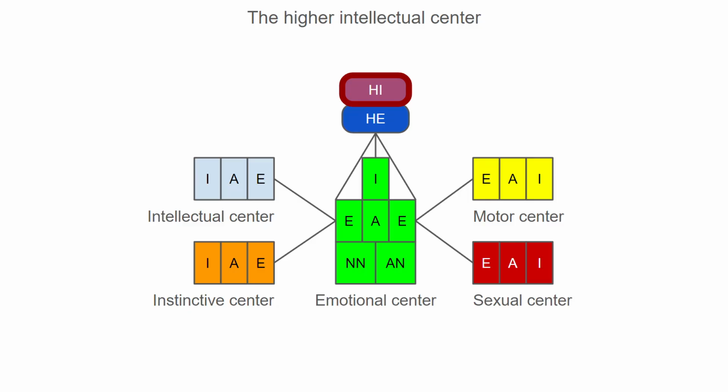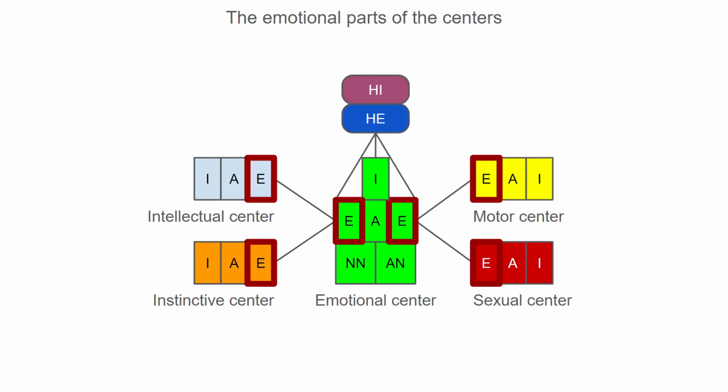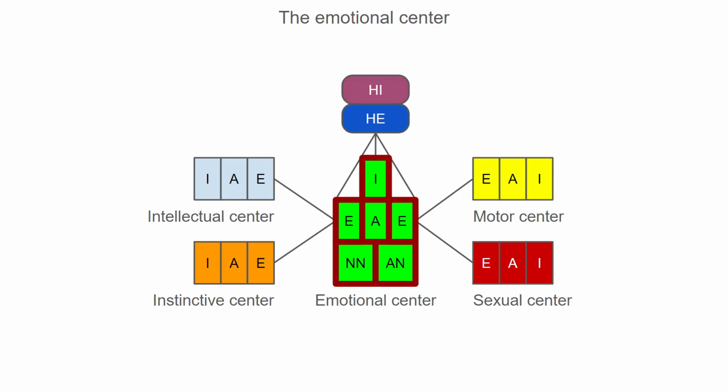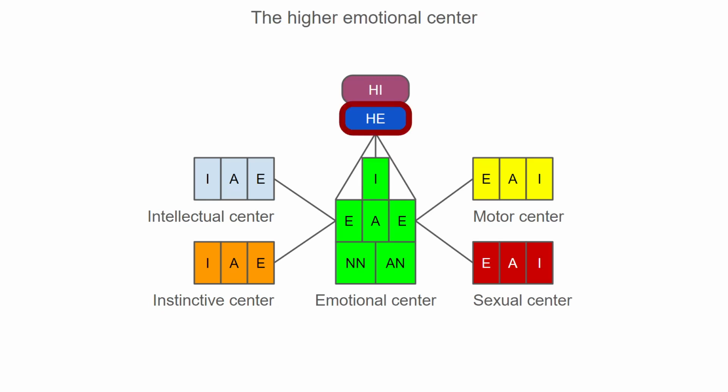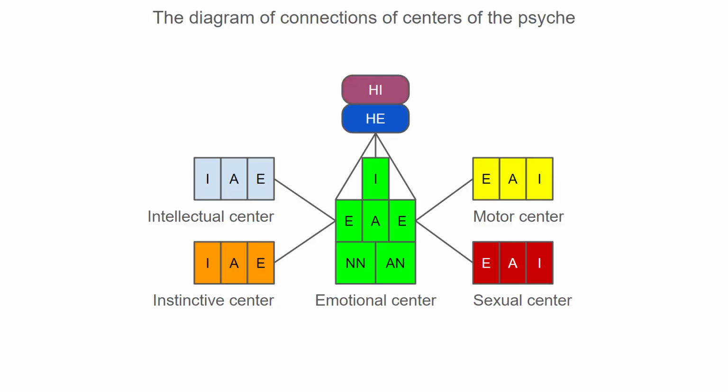HI is the higher intellectual center. HE is the higher emotional center. The lower centers communicate with each other through the emotional parts. The emotional center is depicted as the large central rectangle. At the bottom of the rectangle are shown the departments of natural and artificial negative emotions. At the top, through the intellectual part, the emotional center interacts with the higher emotional center, which in turn contacts the higher intellectual center.